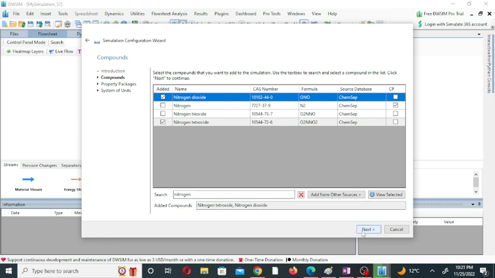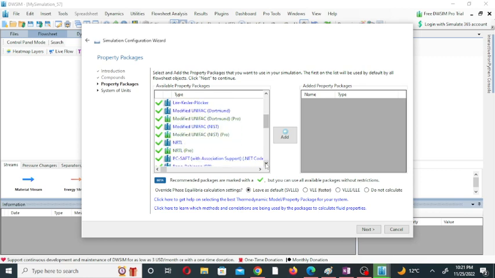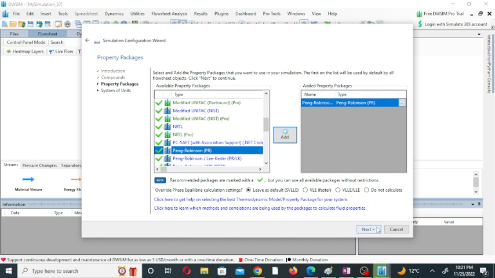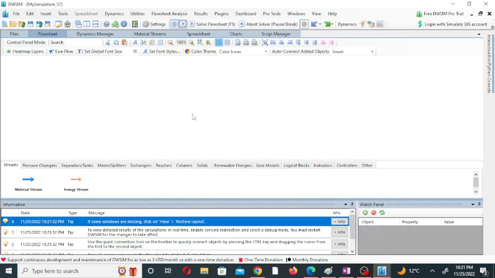Click on next and add the property package. From the property package we will go to the Peng-Robinson equation of state. We will go to the Peng-Robinson PR, and click on add. So this is added. Now click on next, and in the unit of system we will select C5. Click on C5 and click on finish. Now this is the material stream and this is the energy stream.